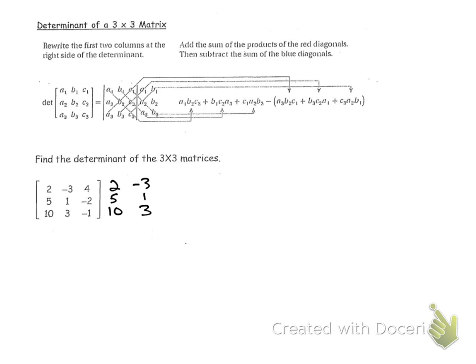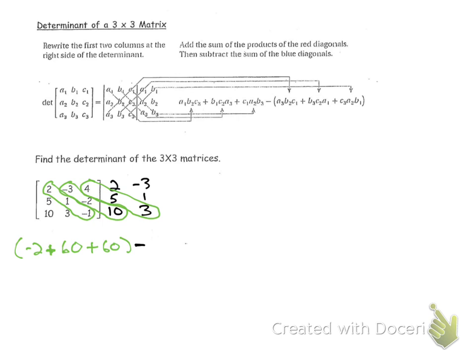Again, we're finding the difference of the diagonals. We just have 3 diagonals in each direction. We start top left to bottom right. First, 2 times 1 times negative 1, which is negative 2, plus 3 times negative 2 is 6, times 10 is 60, plus 4 times 5 is 20, times 3 is 60.